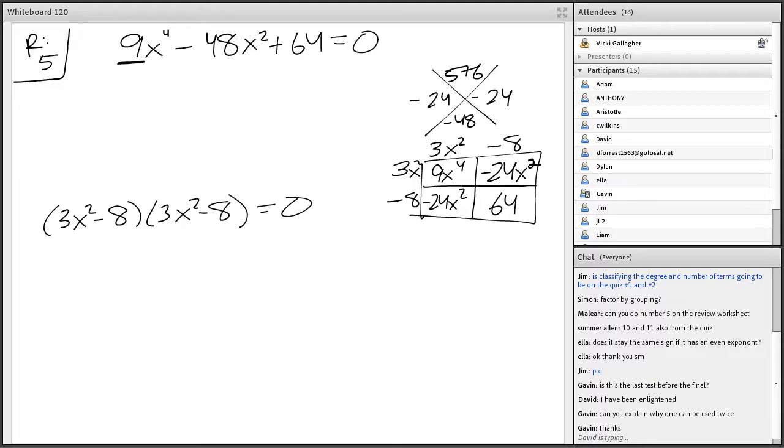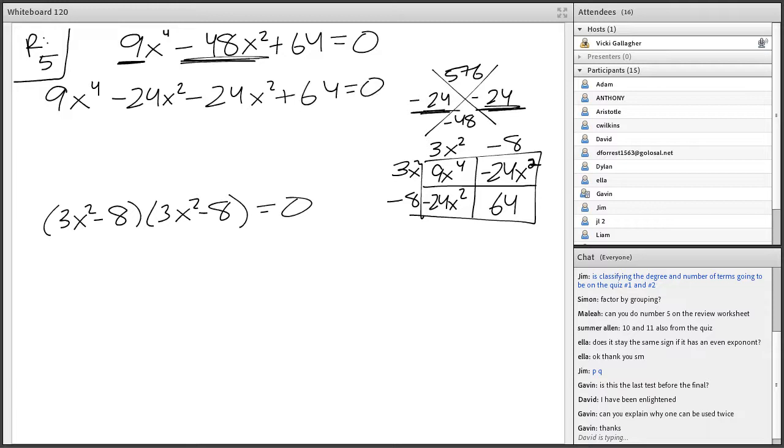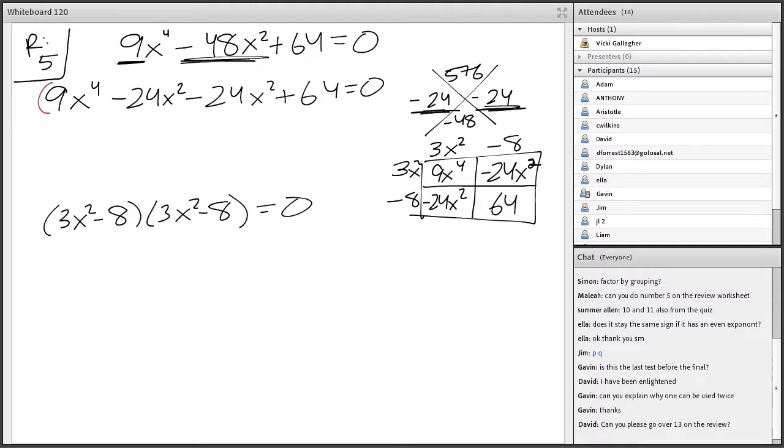If you want to do factoring by grouping, what you would do, instead of going to the box, you would take these two negative 24s and this negative 48x squared and split it into a negative 24x squared and a negative 24x squared. So you take the signs of the x and you use that to split up your middle term. And then you would group together the first two and the last two. You would factor out what they have in common. So the first two have in common a 3x squared.